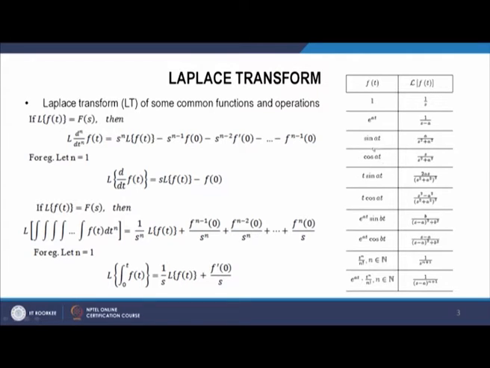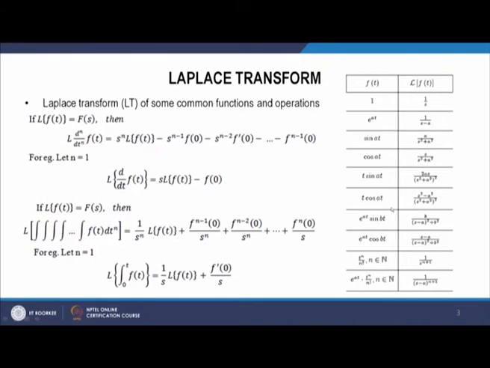Laplace transform of cos at is s upon s square plus a square, and here the Laplace transform of t sine at is 2as upon s square plus a square whole square. Laplace transform of t cos at is s square minus a square upon s square plus a square whole square.